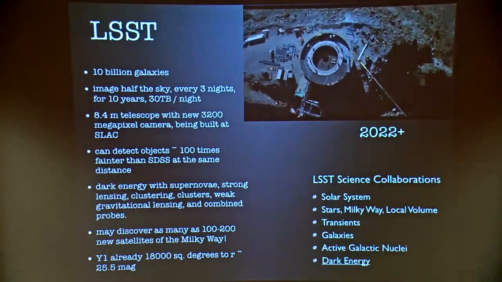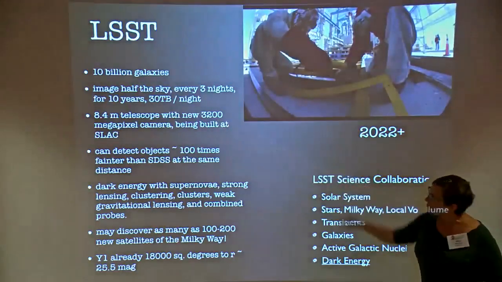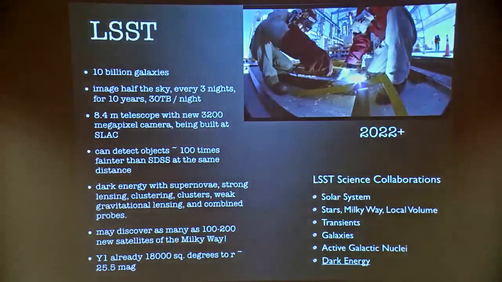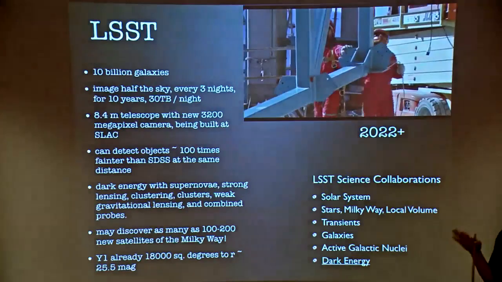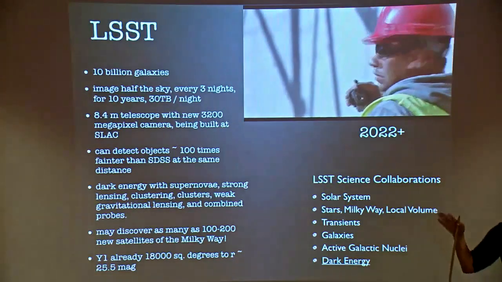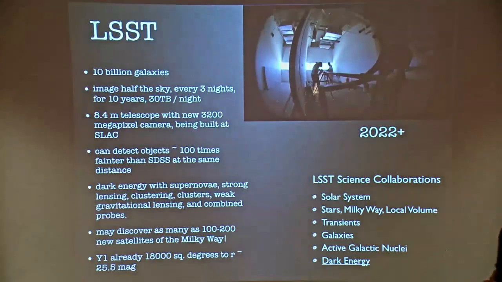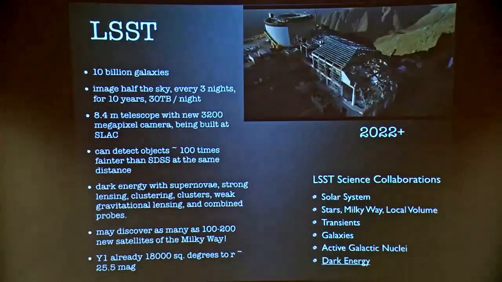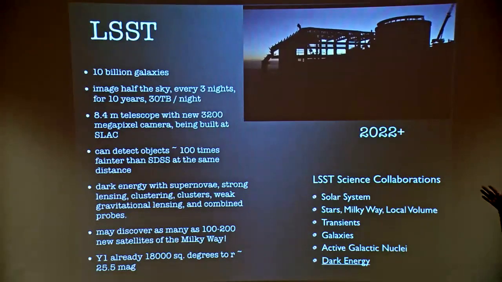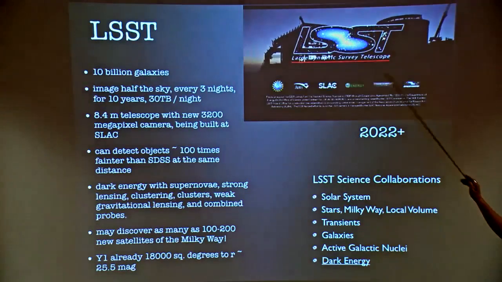It's a 3.2 gigapixel camera that we're building. And it's going to take a picture of half the sky every 3 nights. Okay? So each piece of sky will be observed essentially every 3 nights, and we'll just go deeper and deeper over the entire part of the sky that this telescope can basically see.